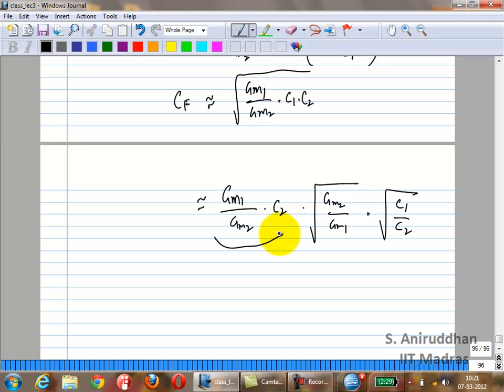Correct? What is this? Ratio of the transconductances, root of that. It will typically be approximately 1, it may be slightly different, but they are going to be of the same order, quite possibly. What is this? By our assumptions, your load capacitance is dominating. We already assumed in all our cases C2 is much larger than C1. So typically this will be much less than 1.